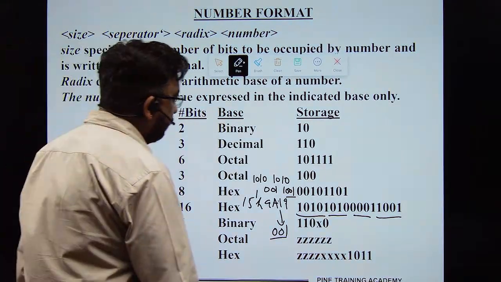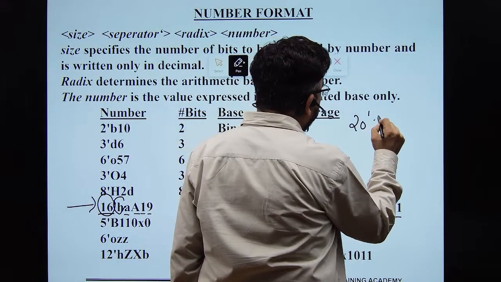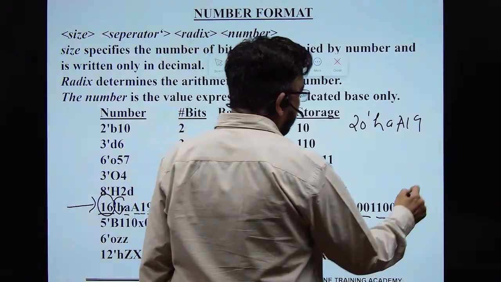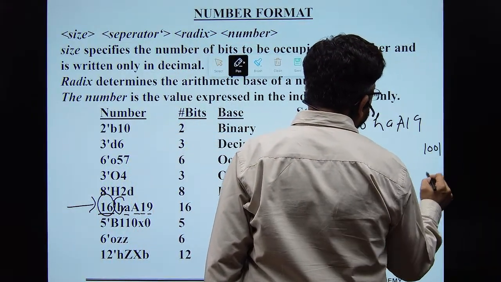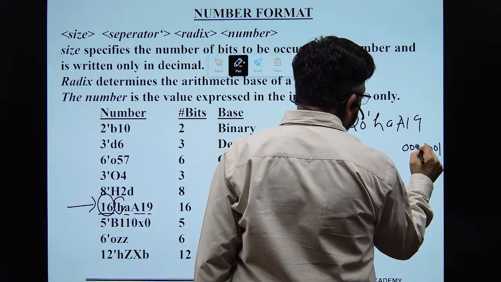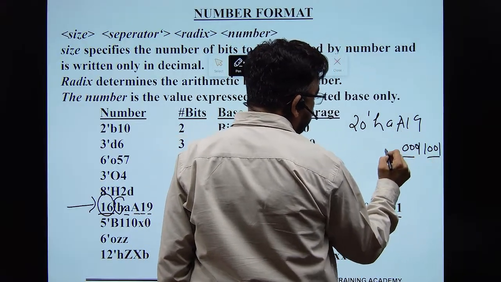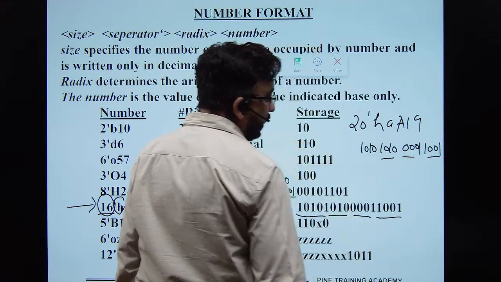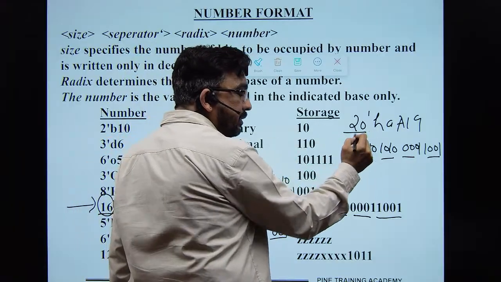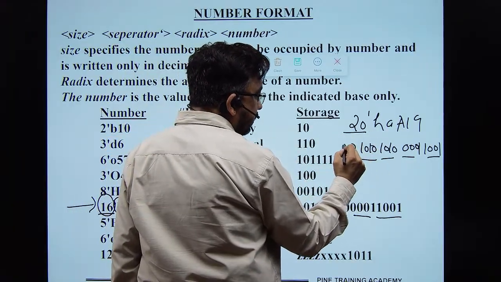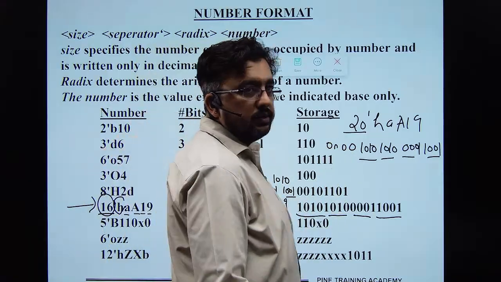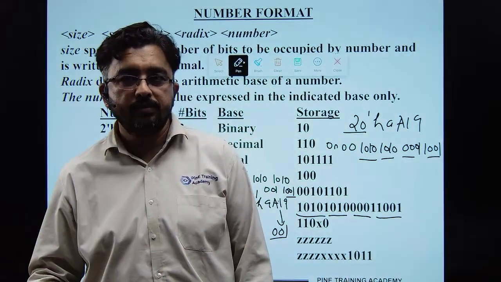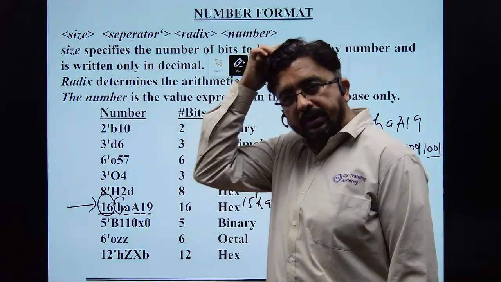What happens if it is 20'hAA19? No problem. 9 is 1001, 1 is 0001, capital A is 1010, small a is 1010, and to meet the size of 20, add 4 zeros. Either you have to do it or the tool will do it. So the tool will perform it.